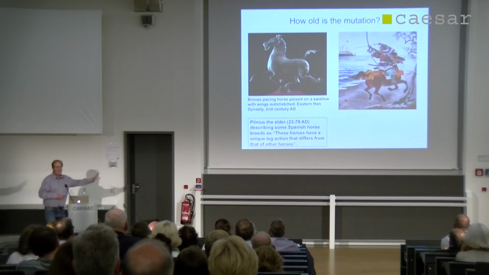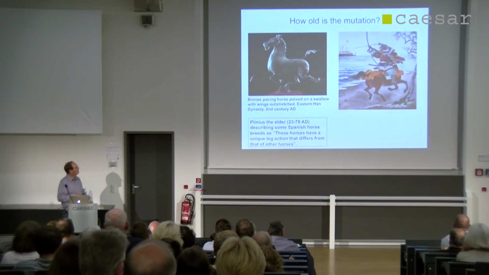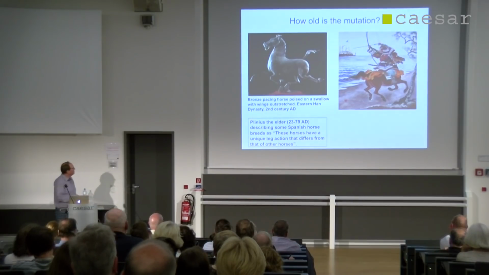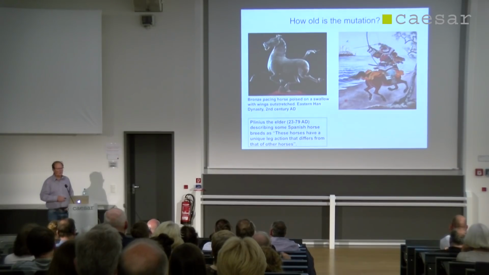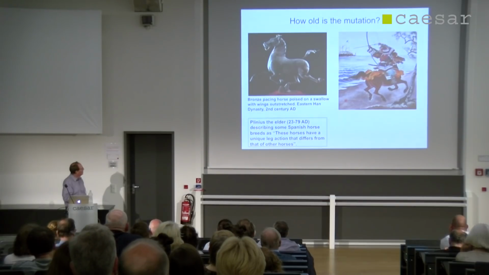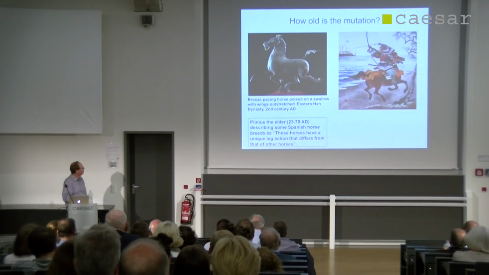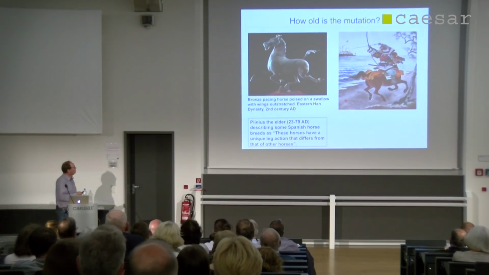So then is the question: did they have pacing horses 2,000 years ago in China? I think it's very likely, but of course we can't know if the artist really cared about how they moved. But there are other examples of this, and this is also very interesting. Pliny the Elder, he died during the eruption of Vesuvius, 79 AD, and he described some Spanish horses as having a unique leg action that differs from that of other horses. So we think these were in Europe already 2,000 years ago.